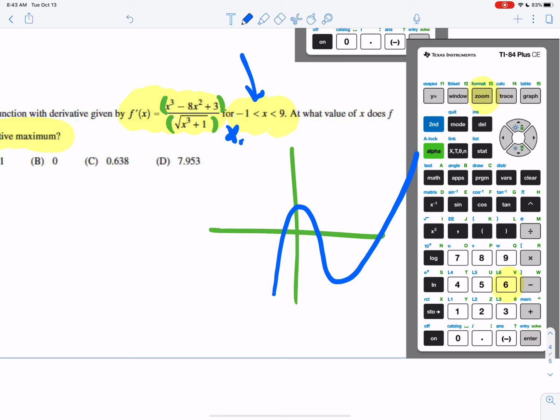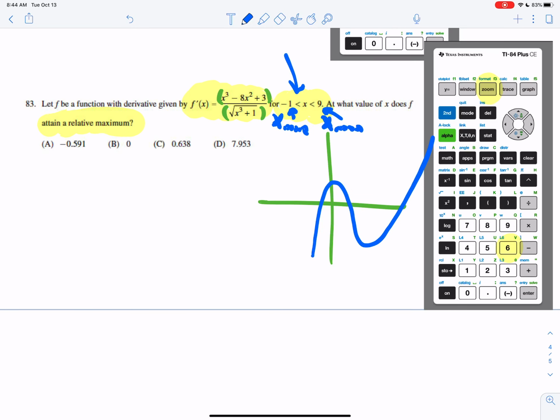But keep in mind that they tell you to fix your window here. Your x minimum should be -1 and your x max should be 9. So let's go ahead and do that. Let's go to window. Remember, use the negative button, -1, and x max should be 9. Everything else we leave alone. Hit graph again, and we have a clearer picture, okay?